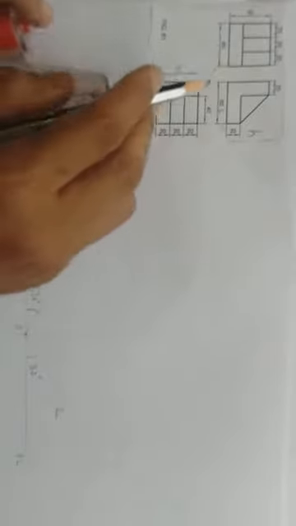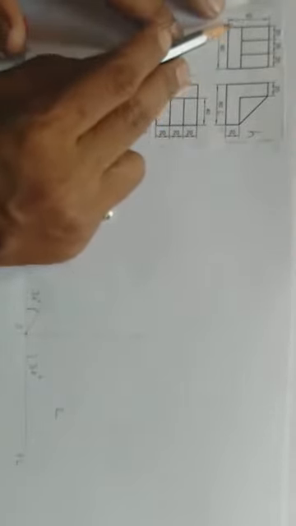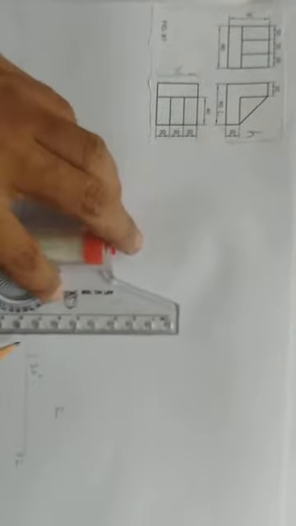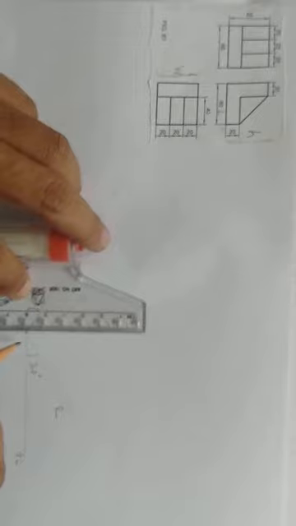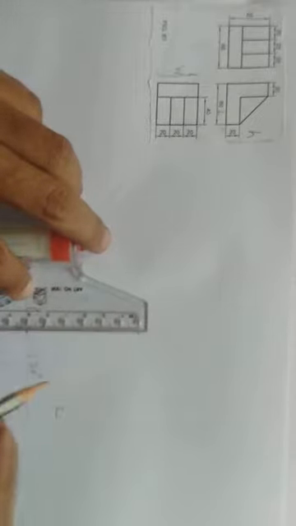Similarly, the total height of the component, here in the side view, this is the right-hand side view, you can see that the total height is 60. So from this point O, at a distance of 60, I will plot one more point. So I will join this.